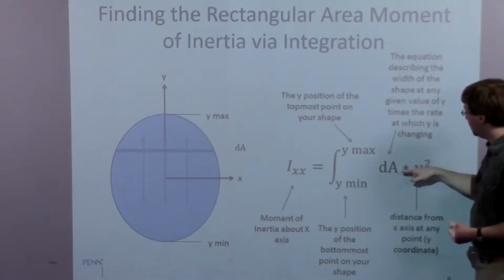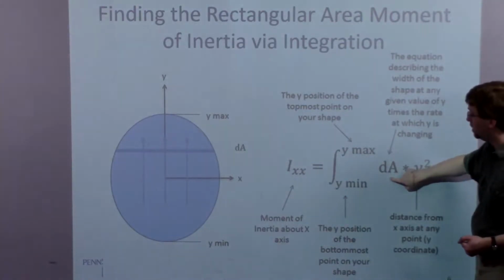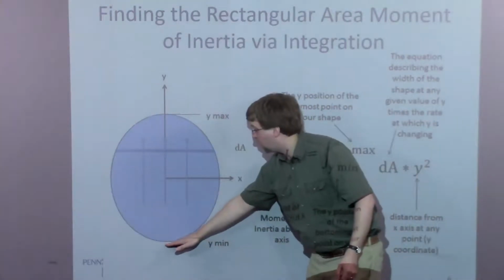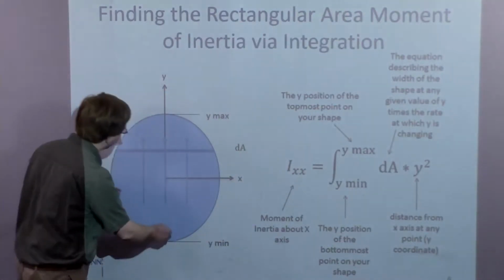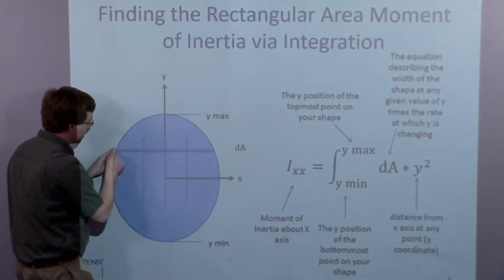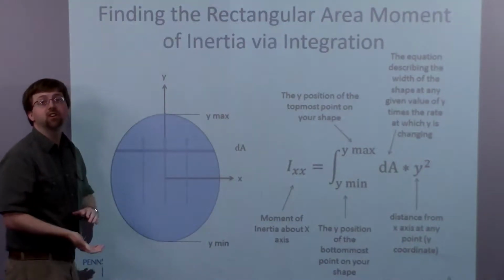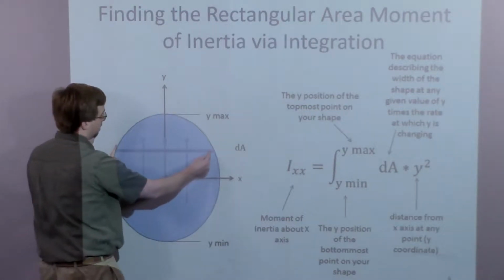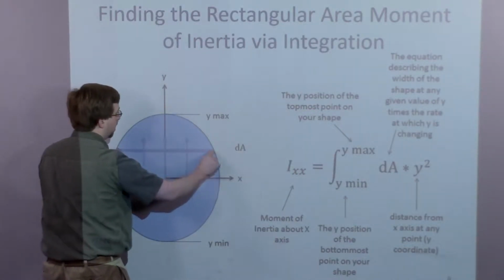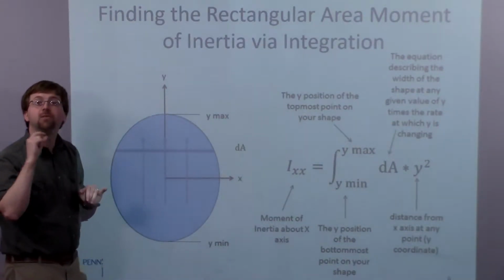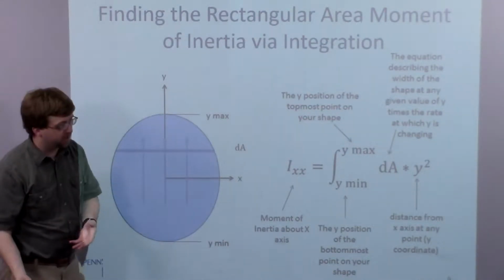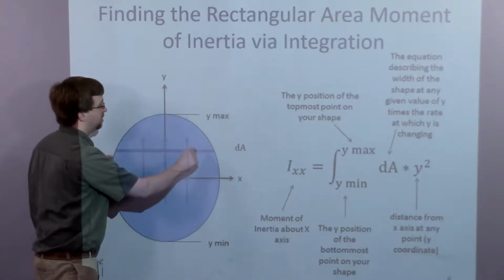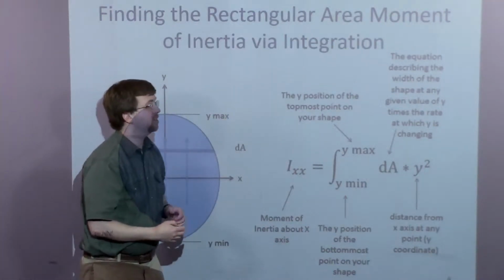I need to multiply by dA, and dA is the rate at which the area is changing as I move from the bottom up to the top. If I think about that, dA is the area of this little rectangle that I have at any particular value of y. As I move up, the area of that rectangle is going to be the width of the rectangle times the height, which is this very small value dy. So we're just going to put the equation describing the width times dy, the equation describing the width at any one point.